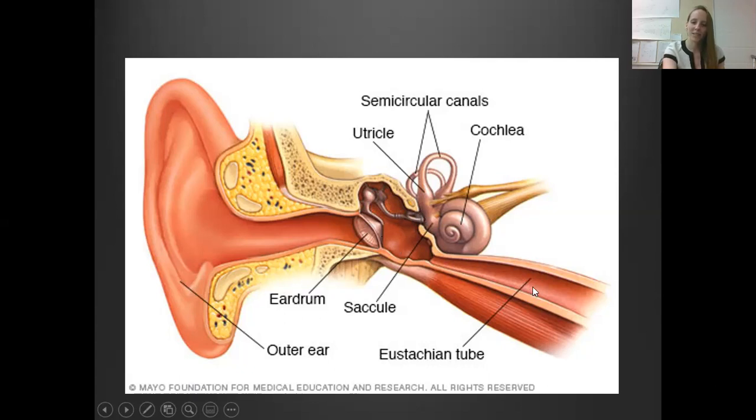And then this eustachian tube is regulating the air pressure of that middle ear. And then we get to the inner ear, which has the cochlea, which is this kind of spiral here. That's the hearing portion of the inner ear. We also have these semicircular canals. You can only see 2 from this angle, but there's actually 3. And then these 2 bulgy parts right here, that's the vestibule. So the saccule and utricle make up the vestibule.